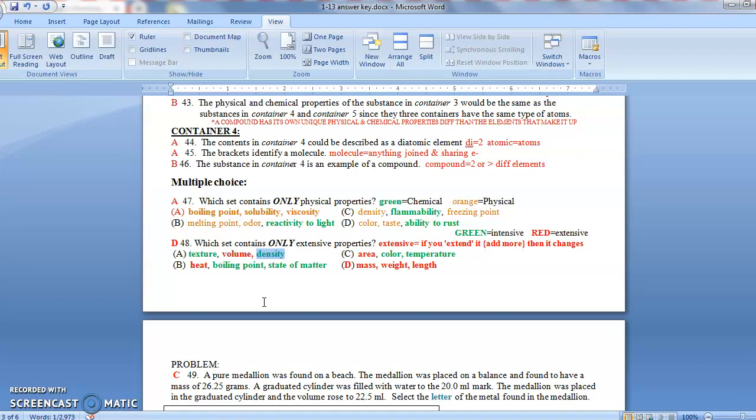The density does depend on the mass. Mass matters how much is there. Density does depend on the volume. The volume matters how much is there. But density is mass divided by volume. So if you add more, the mass of something goes up, so does the volume. So the density of a particular substance does not depend on how much is there. Because if the mass goes up and the volume goes up, the number stays the same.